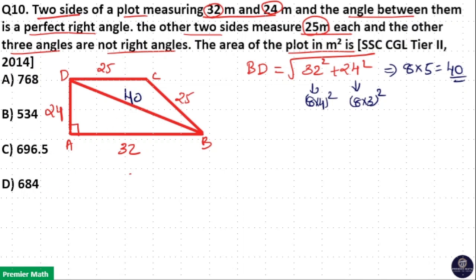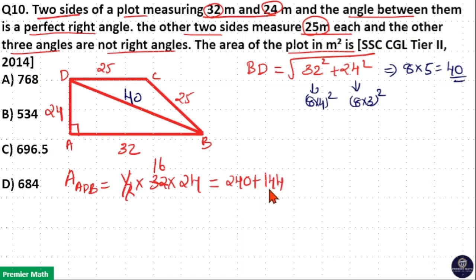Now area of triangle ADB. Triangle ADB is half into base into height, that is half into 32 into 24. 2 goes 16 times in 32. 24 into 10, 240 and 24 into 5 is 120. 24 into 6 is 144, which means 240 plus 144, 384.